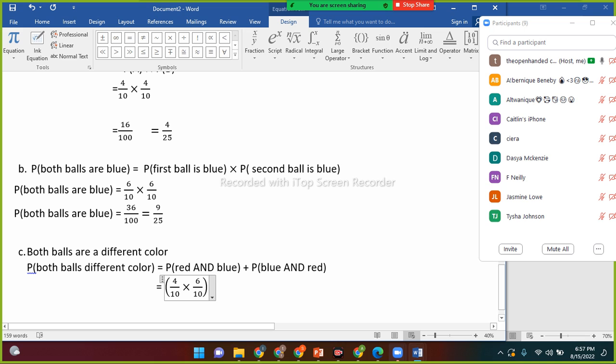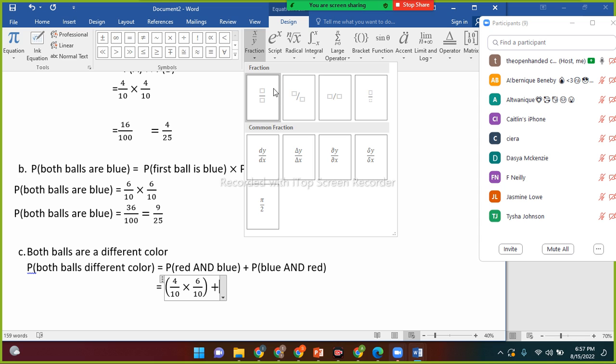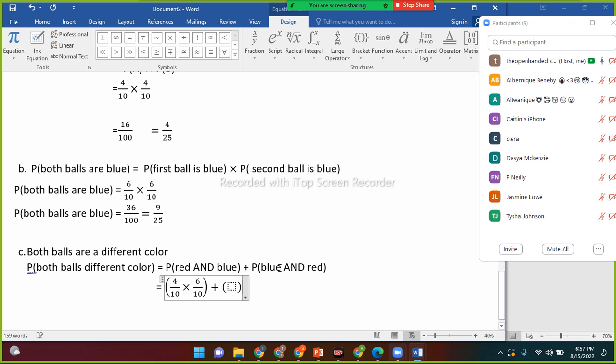Good. Now, plus, open bracket, we're going to look at the probability of blue and red. So what's the probability of getting blue the first time? 6/10. What's the probability of getting a red the second time? Jasmine? 4/10. Very good.